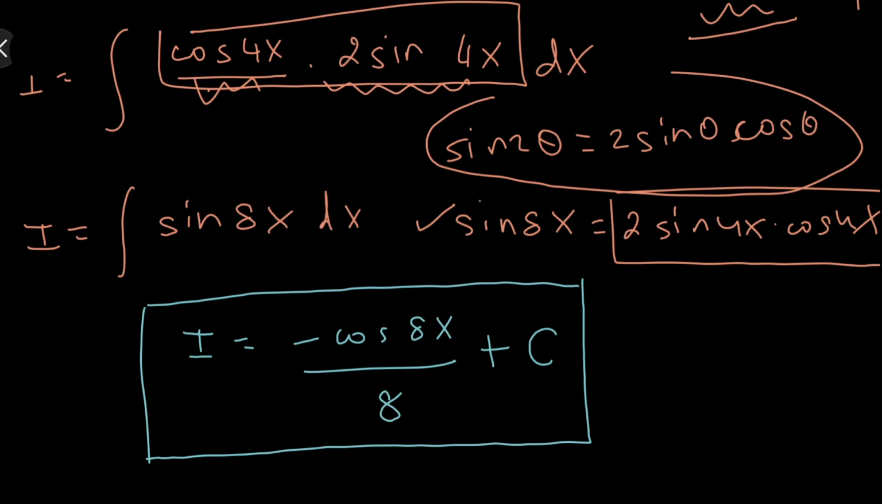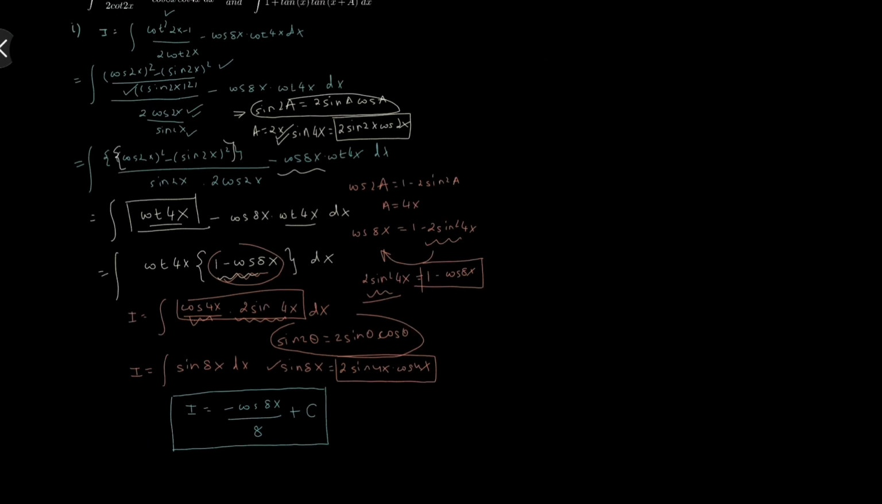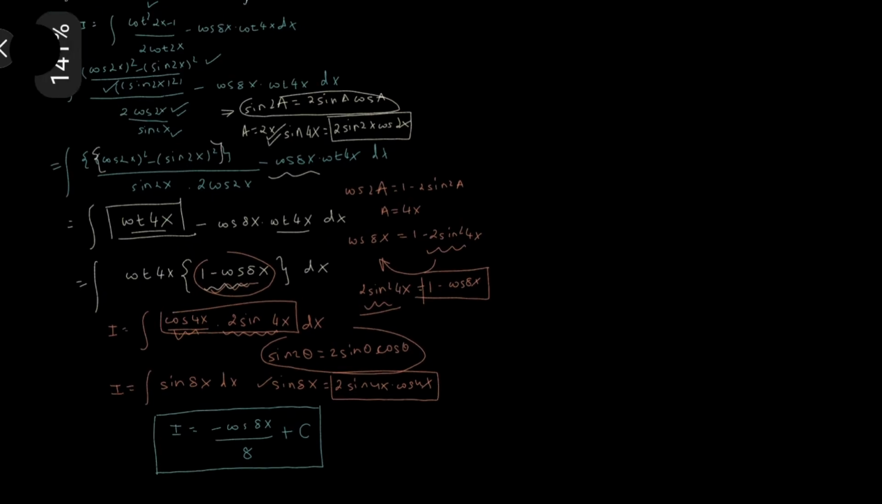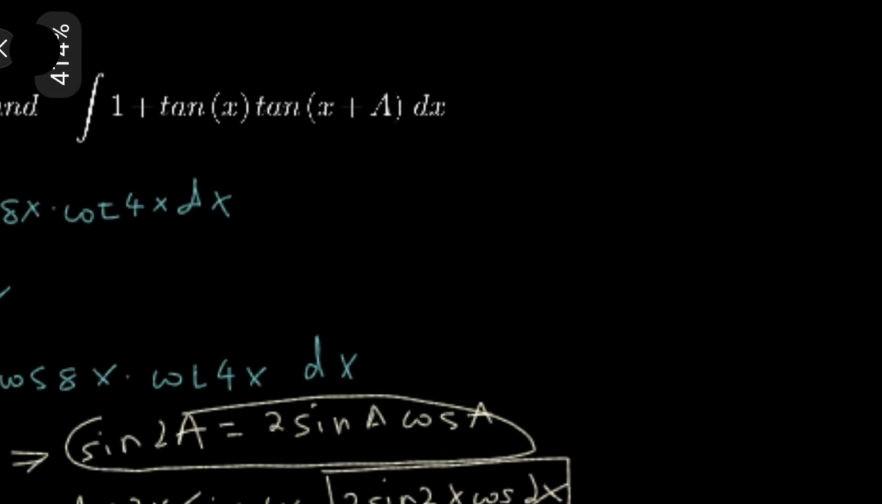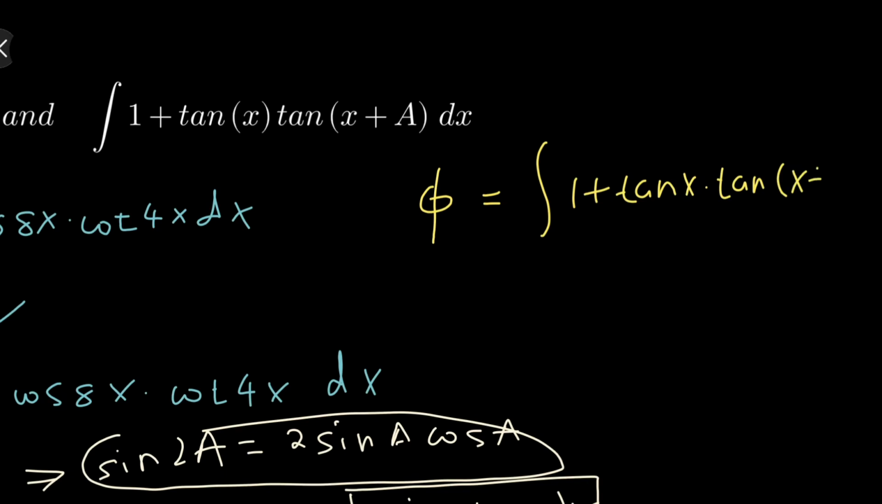Now let us move on to the solution of the second one, but before that, let us see how much we did in this one. So all this we did in order to get the integration value of the first question. Now let us see how we can integrate the second question. So here is the second question, and this time I will take it as phi. So this time we have to integrate 1 plus tangent of x into tangent of x plus a.